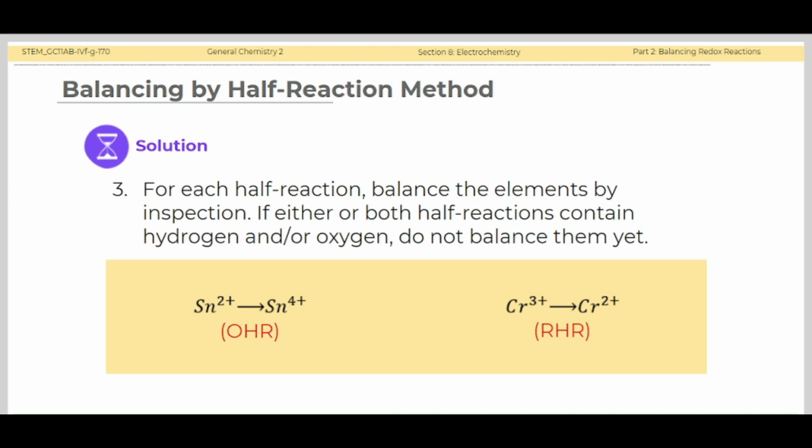3. For each half reaction, balance the elements by inspection. If either or both half reactions contain hydrogen and or oxygen, do not balance them yet. Looking at the atom count, we can see the two half reactions are balanced.